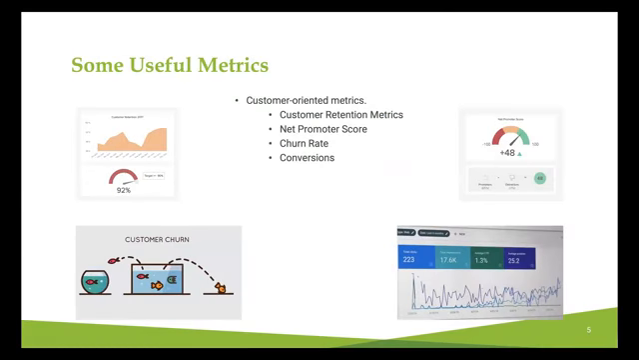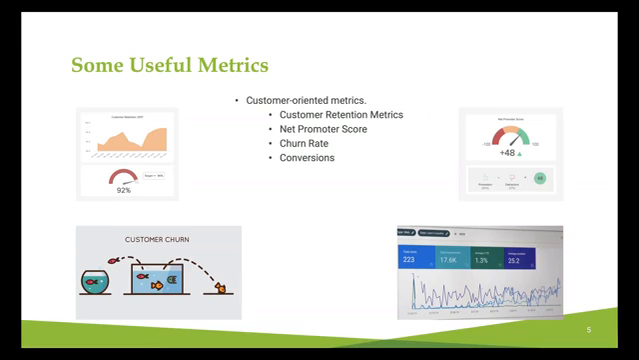I see. Can you name a few useful product metrics? Of course, Jonathan. I have segregated the major product metrics into customer-oriented metrics, engagement and feature metrics, and then business-oriented metrics. Let us go a little deeper into each of these.